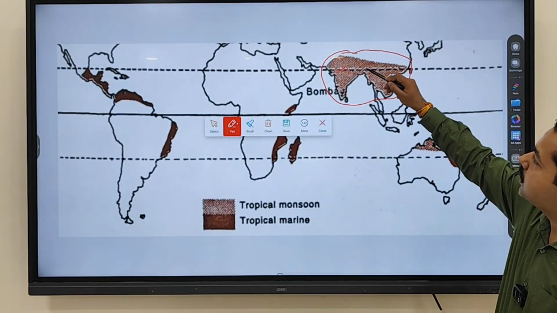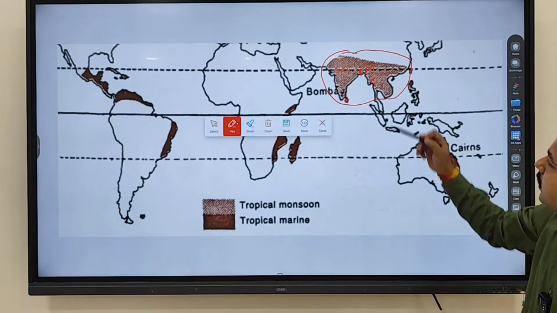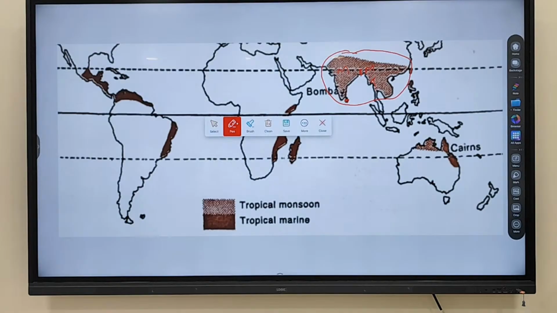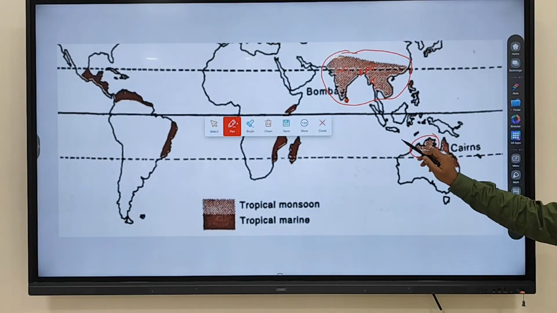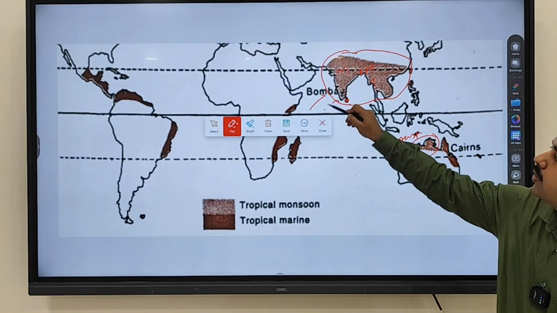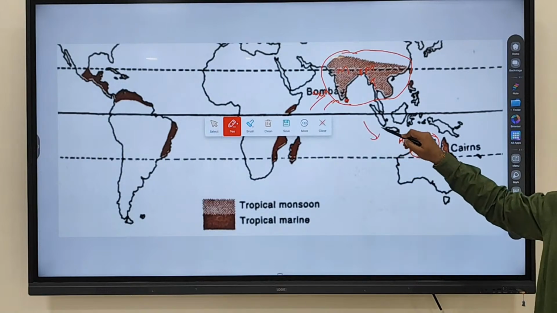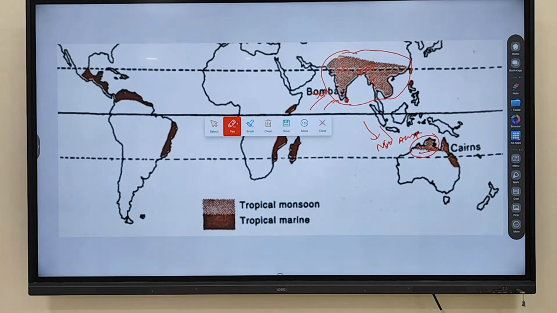Monsoon climate. Along with that, Myanmar, Bangladesh, also Sri Lanka, Thailand. They are experiencing a monsoon climate. Along with that, who is experiencing? Australia. Remember, we discussed which type of wind? Southwest monsoonal wind and northwest monsoonal wind. So northwest monsoonal wind is creating rainfall where? In the case of Australia. Southwest monsoonal wind is creating rainfall where? In this particular region.